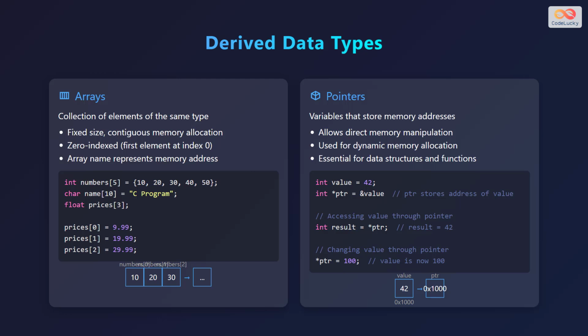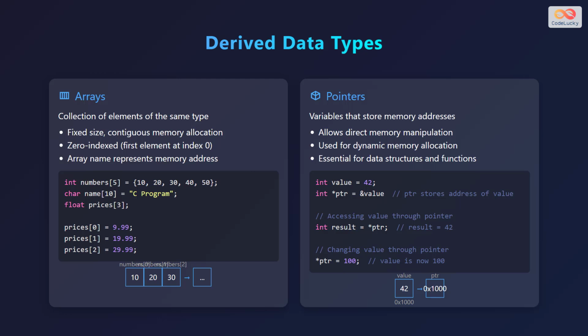For example, int numbers[5] = {10, 20, 30, 40, 50}; char name[10] = "C program"; and float prices[3]. We can then assign values to individual elements like prices[0] = 9.99; prices[1] = 19.99; and prices[2] = 29.99.